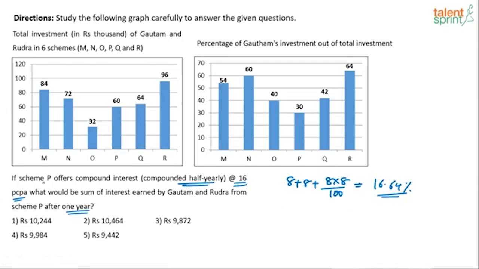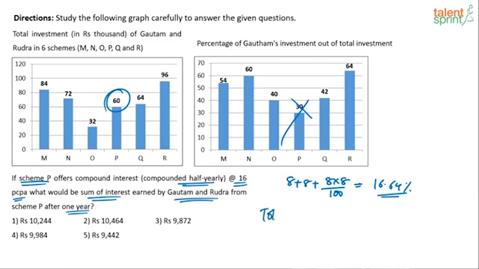That Scheme P offers this much. How much will both of them earn together? What will be the sum of interest? So I'll just calculate on Scheme P's total investment. They have invested 60,000 in Scheme P, right? Who has invested how much is not required. Don't worry about 30%, 70% all that. Together they will get how much?